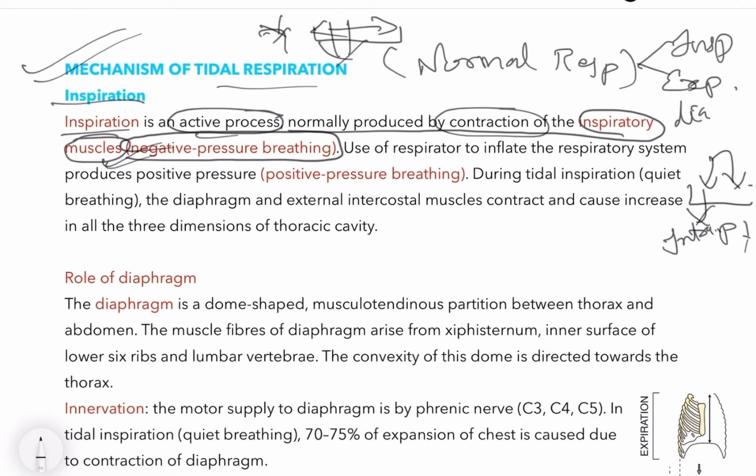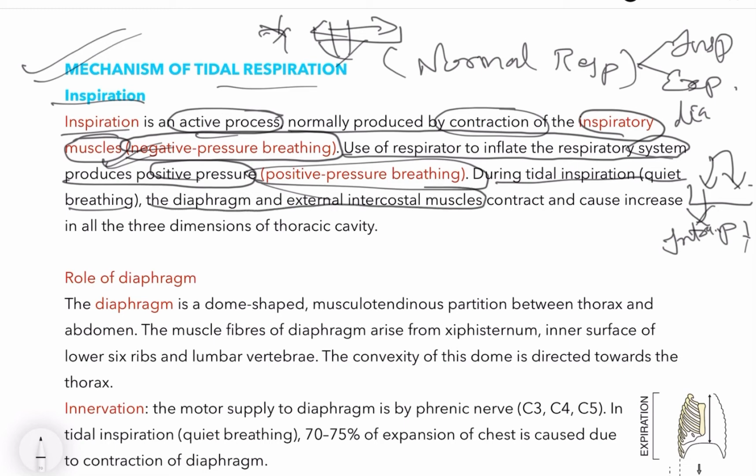That's why it is called negative pressure breathing. Do remember, okay? Now use of a respirator to inflate the respiratory system produces positive pressure. That is completely opposite of this. Positive pressure breathing means what? There will be an increase of the intrapulmonary pressure. That is positive pressure breathing. Now during tidal inspiration, that is quiet breathing, that is normal respiration, the diaphragm and external intercostal muscles contract and cause increase in all three dimensions of the thoracic cavity.